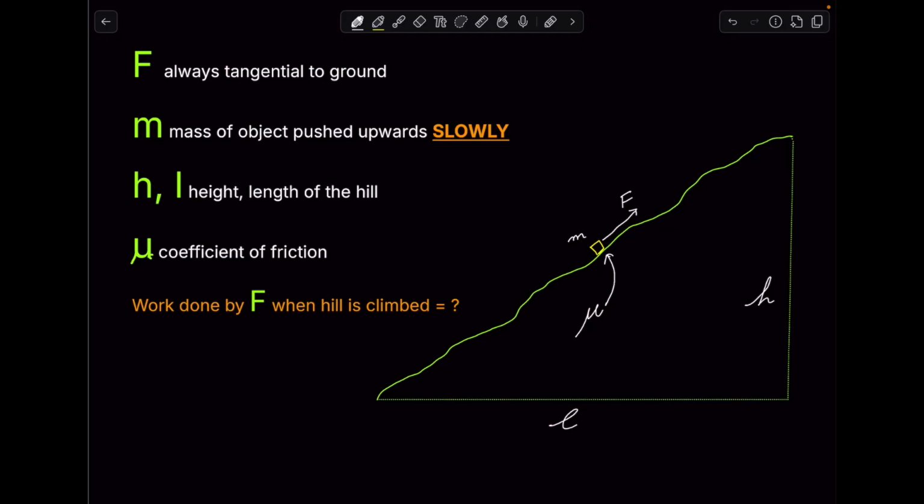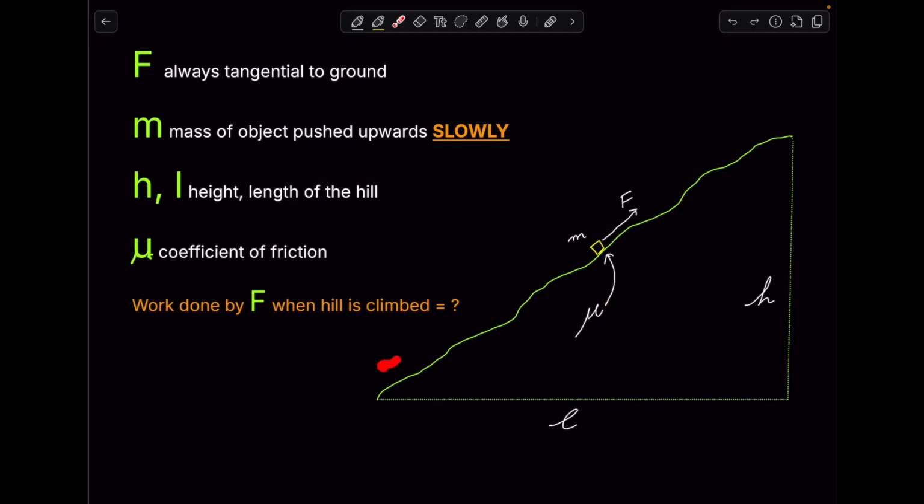Hello friends, in this video let's look at this interesting problem related to work done. So let's see what's going on. An object of mass m is being pushed slowly using force F, which is always tangential to the ground. Now this object is being pushed up a hill whose height is h and the length is L.